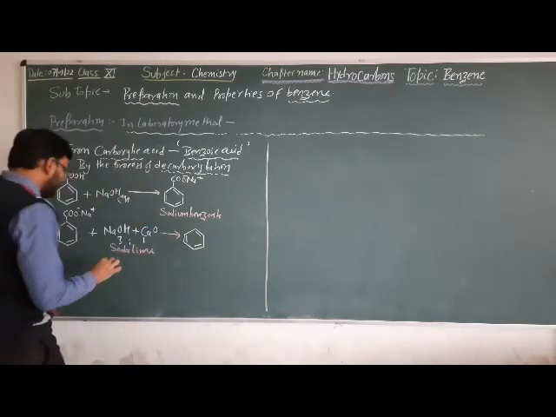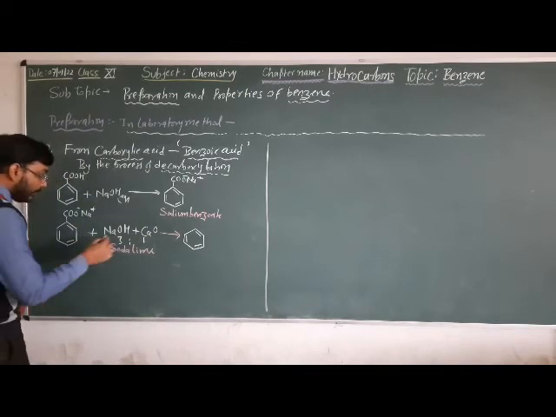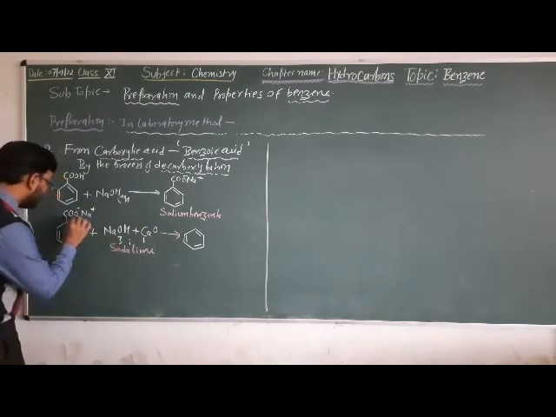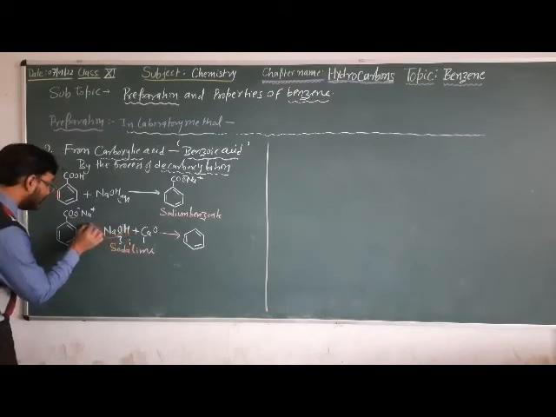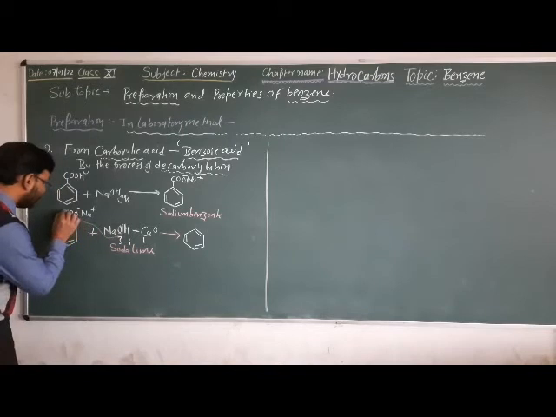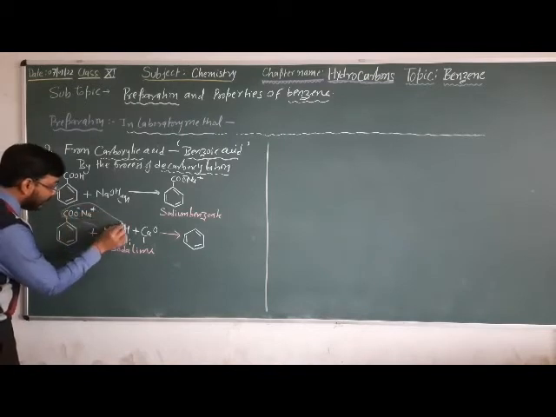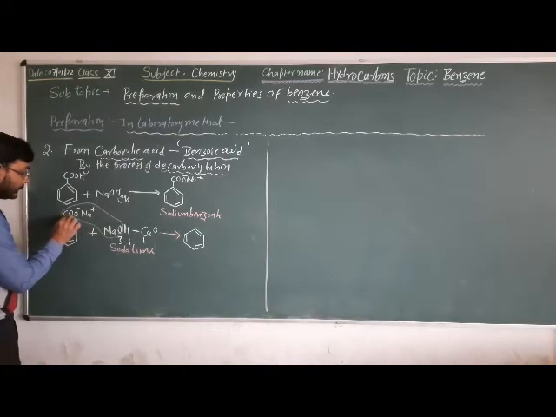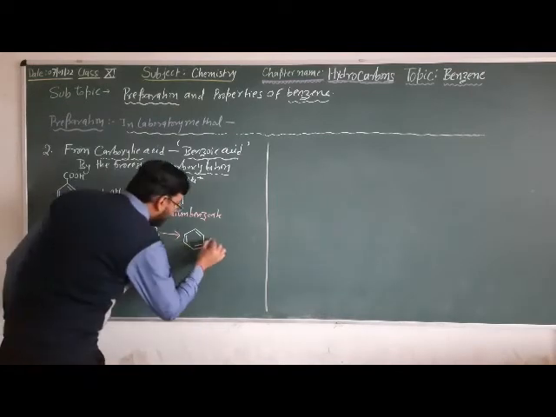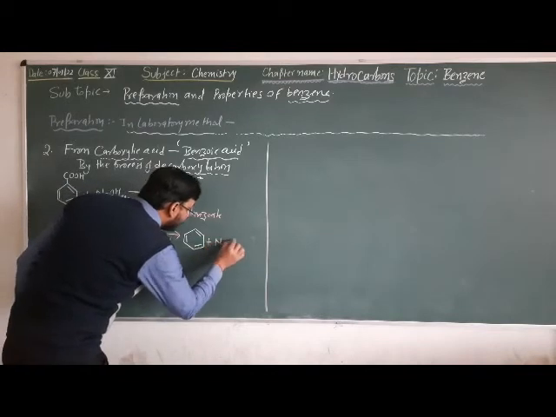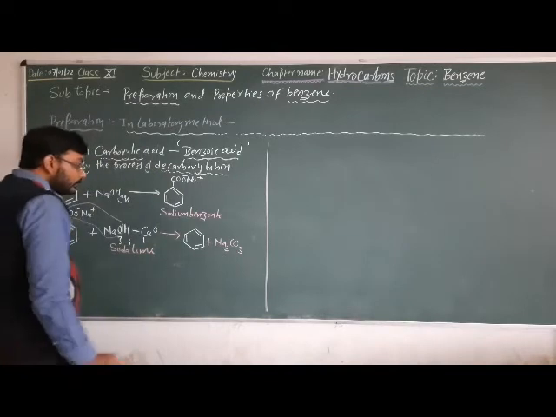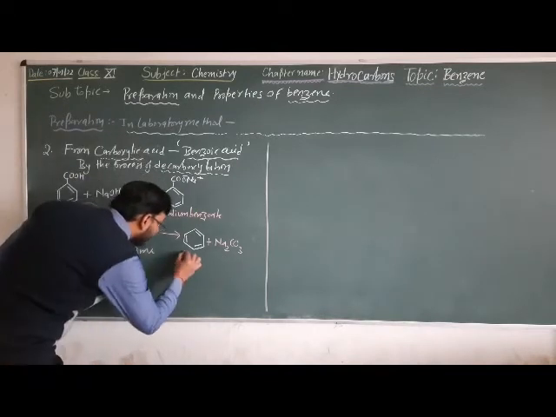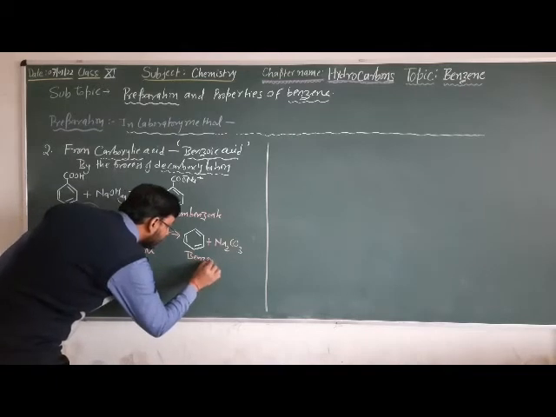And how to write the product is very simple. 2 oxygen, 1 oxygen, 3 oxygen. So this is the method to remember this. Only I am telling here: carbon, CO3 and Na2, Na2CO3. This will be the product. Our main product is the benzene, and this is the byproduct.